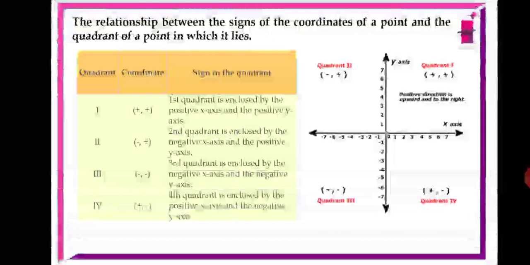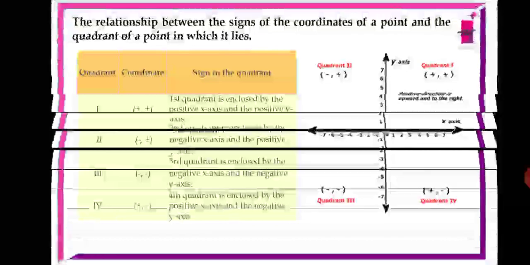Just the table is given over here. You can see quadrant 1 coordinates are plus, plus. The first quadrant is enclosed by the positive x and the positive y axis. The second quadrant is minus, plus. The second quadrant is enclosed by the negative x and the positive y axis. Third quadrant, both are negative. The third quadrant is enclosed by the negative x axis and the negative y axis. The fourth quadrant is plus, minus. The fourth quadrant is enclosed by the positive x axis and the negative y axis.